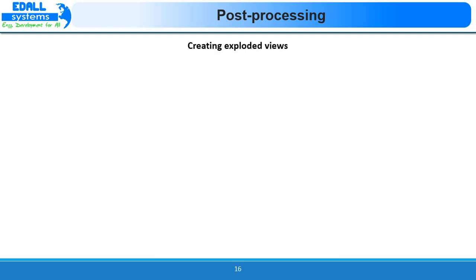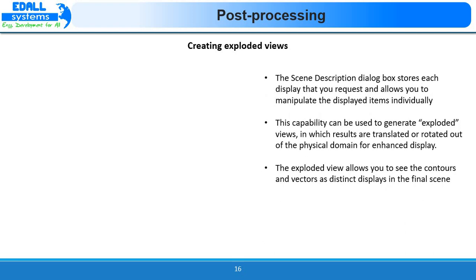Then the next option is creating exploded views. The scene description dialog box stores each display that you request and allows you to manipulate the displayed items individually. This capability can be used to generate exploded views in which results are translated or rotated out of the physical domain for enhanced display. The exploded view allows you to see the contours and vectors at distinct places in the final scene.